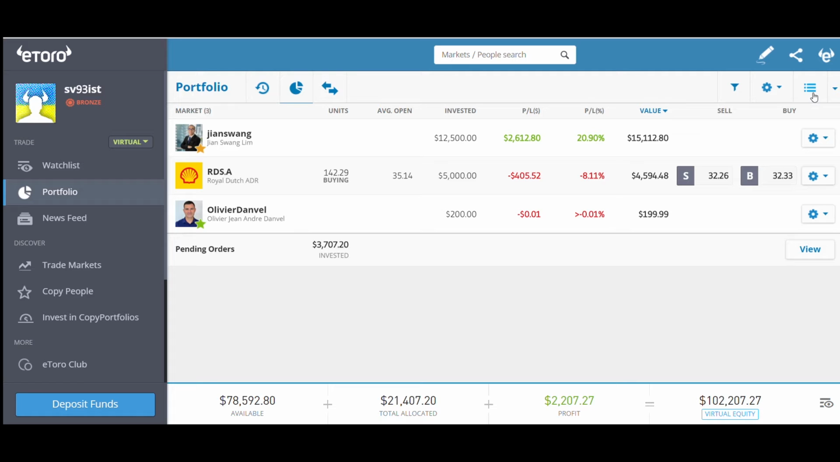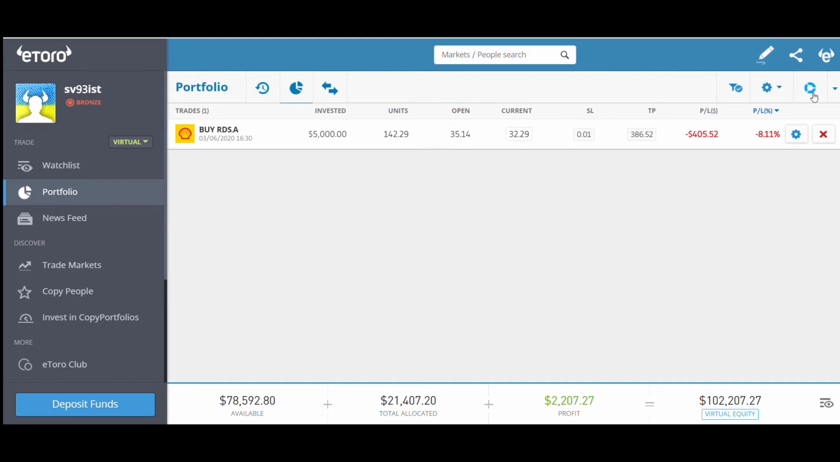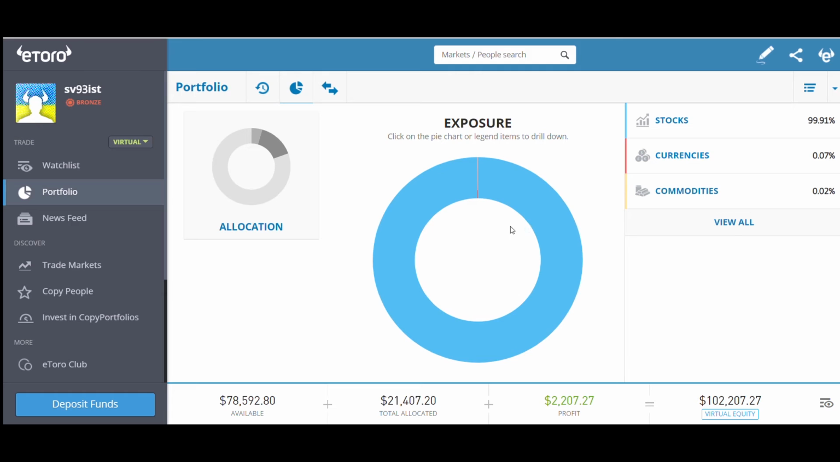You can change the view, so you can watch only stocks, or you can watch the allocation between stocks, currencies and commodities.